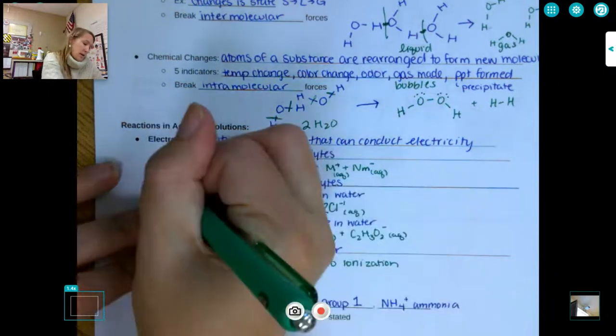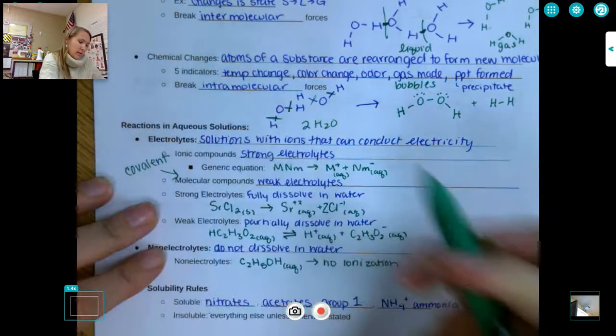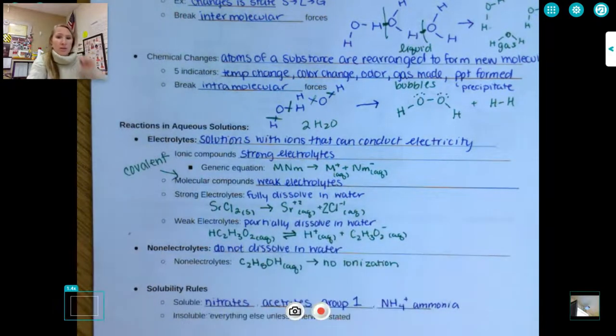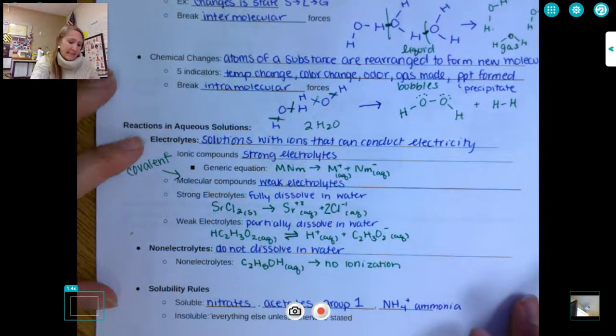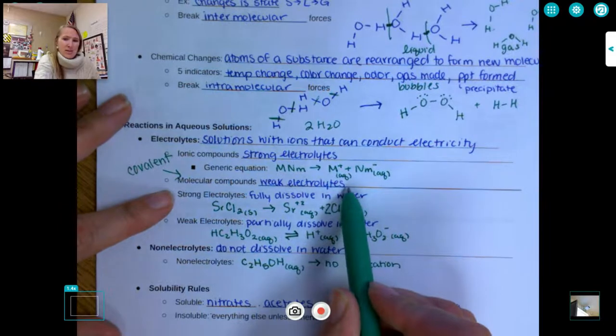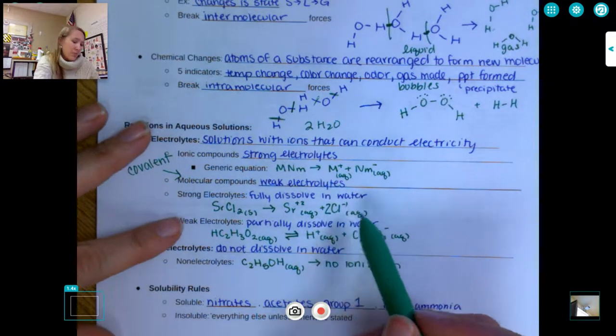Molecular compounds, another word for molecular is covalent, are weak electrolytes. Although they will dissolve, they won't dissolve into ions, they'll just dissolve into smaller versions of the molecule. So each molecule will break off from the larger molecule. So things like sugar would just break off into individual molecules. It won't break apart into ions. So they make weak electrolytes. They usually don't conduct much electricity, maybe a tiny bit, but really not at all.